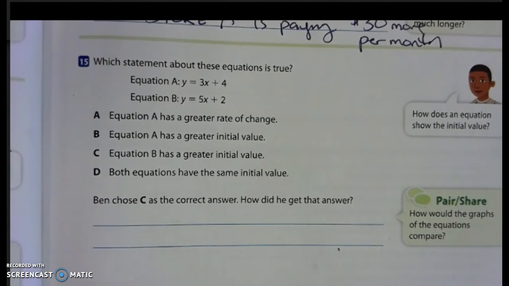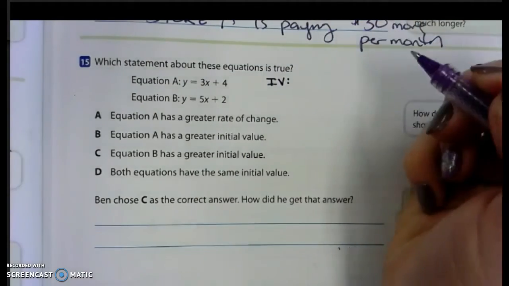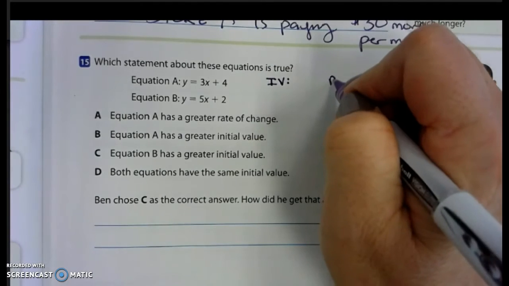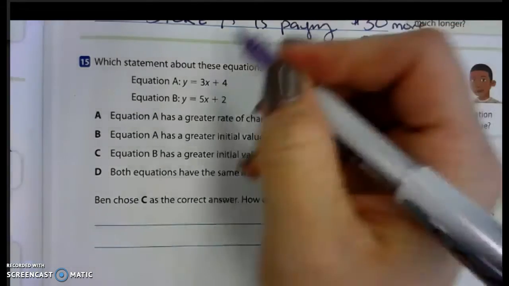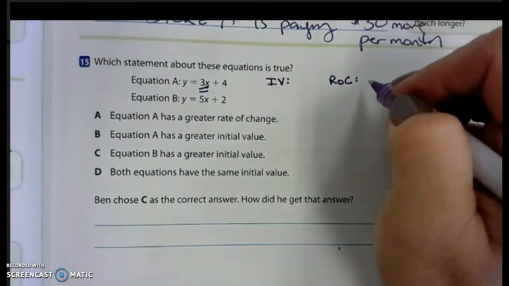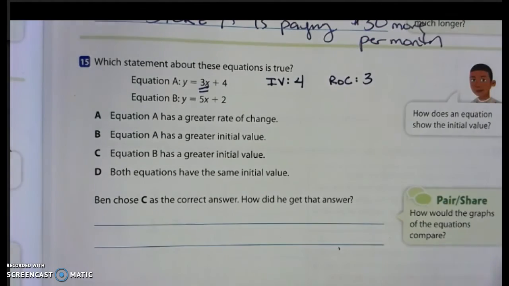Number 15, which statement about these equations is true? Equation A has a greater rate of change. Now, if you're going to compare two equations, you need to know which number is which. If you're looking at A, you're looking for the initial value. Remember, it happens one time, and the rate of change is what is repeating. Now, repeated multiplication is your rate of change. It is 3. And the initial value is 4 because the plus 4 only happens one time.